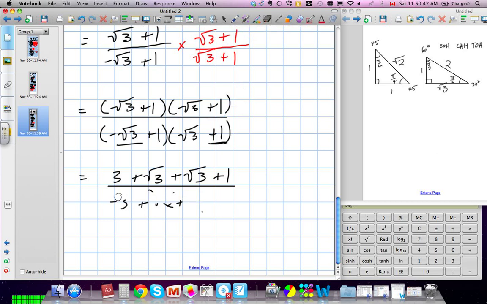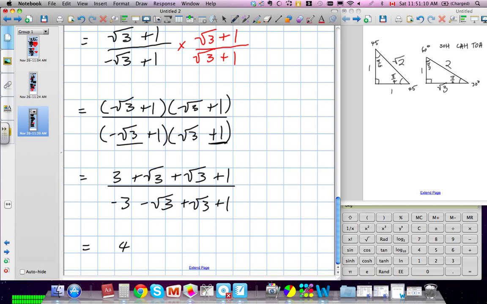Okay. So our bottom is going to change a little. Negative root 3 times root 3 is still negative 3. Negative root 3 times positive 1 is negative root 3. Here we go. Now we have 1 times positive root 3 gives us positive root 3. This is where we get rid of our roots. And 1 times 1 is 1. Does that make sense? Yep.